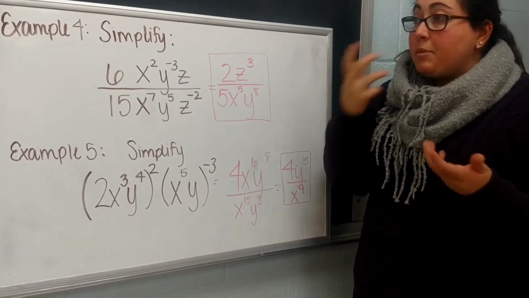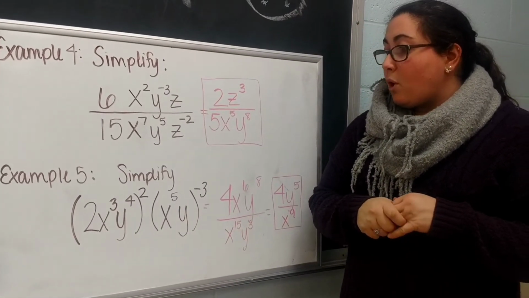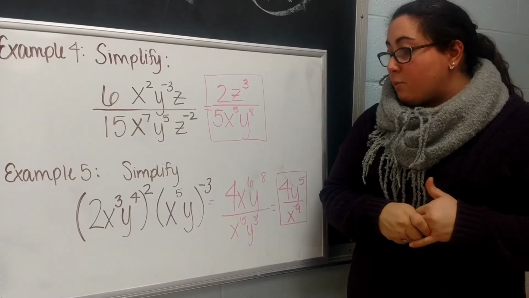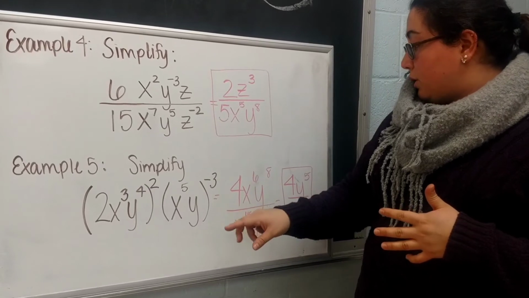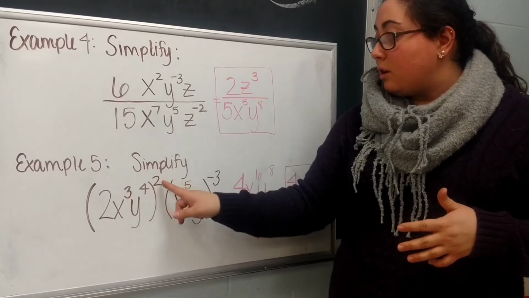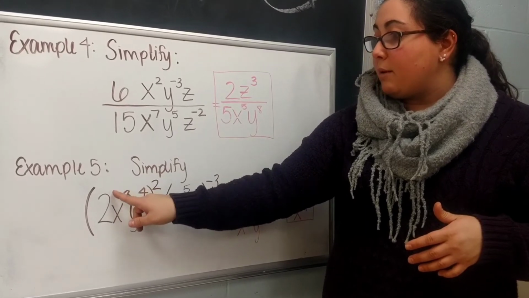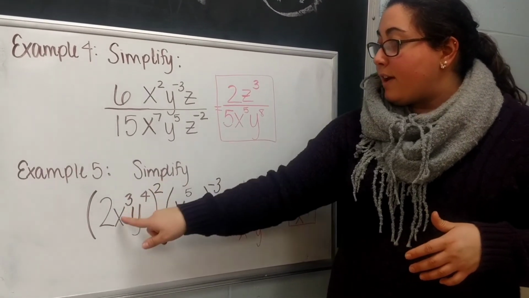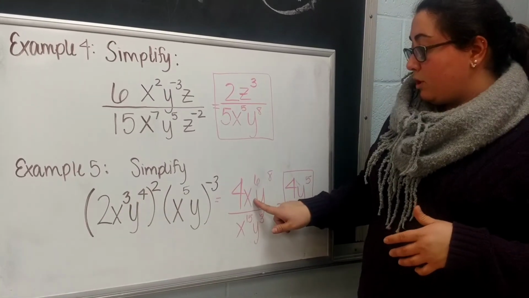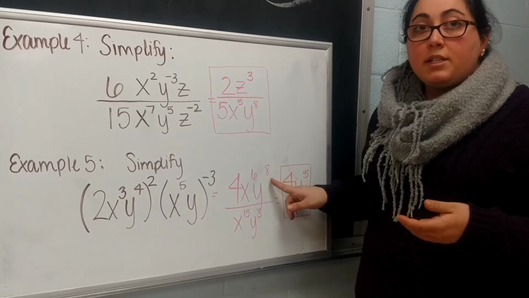The last one says simplify as well. That's what we've been doing. And you have 2x cubed y to the 4th all squared times x to the 5th y all raised to the negative 3rd. So distributing this out for each of these separately, you have 2 to the 2nd, because there's an imaginary 1 there. So 2 to the 2nd is 4. You have x to the 6th, which is why there's an x to the 6th, and y to the 8th, which is why there's a y to the 8th.